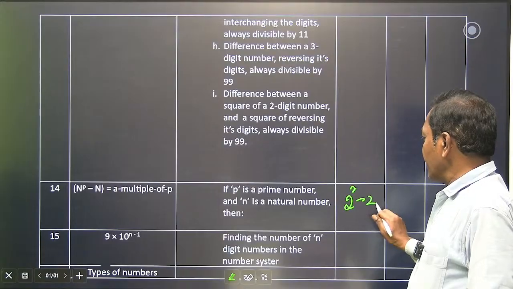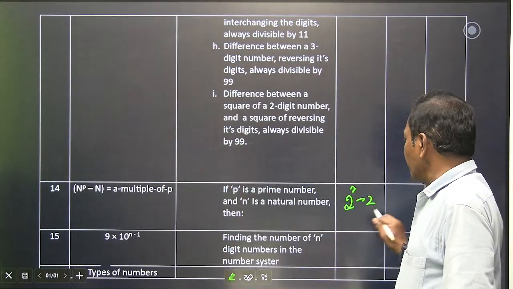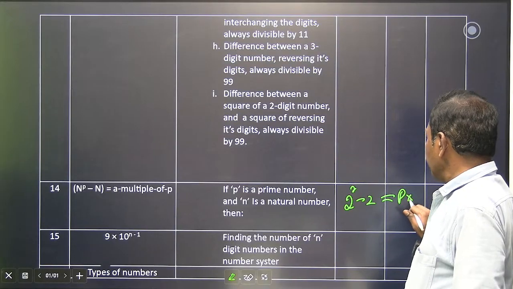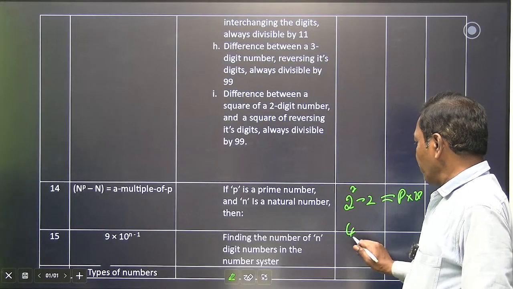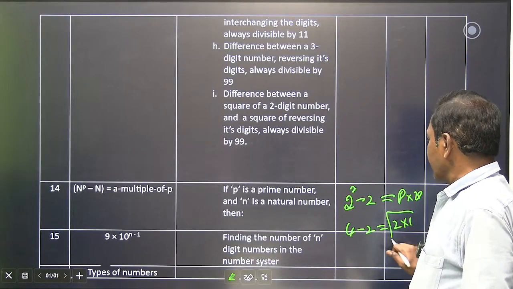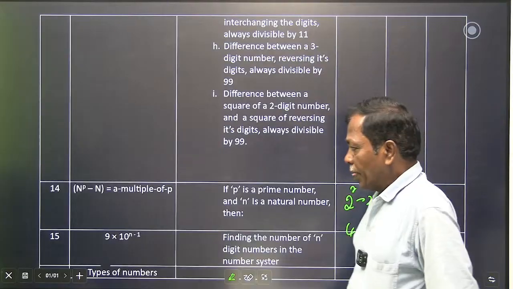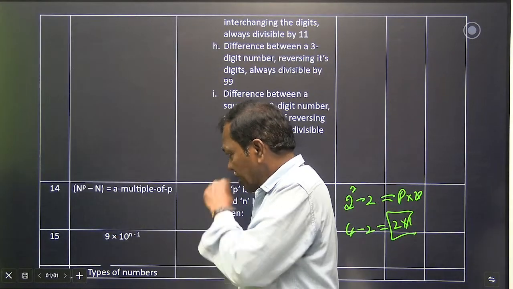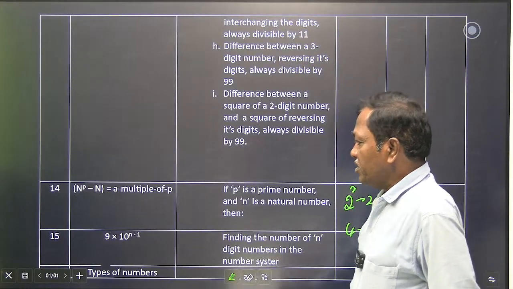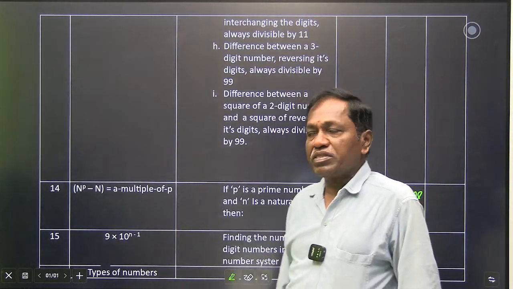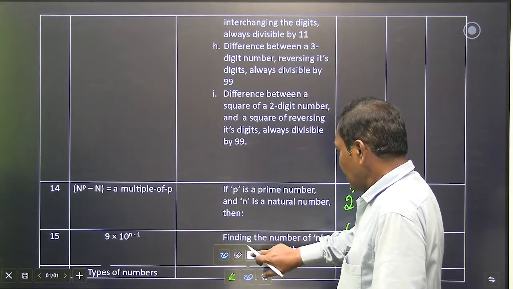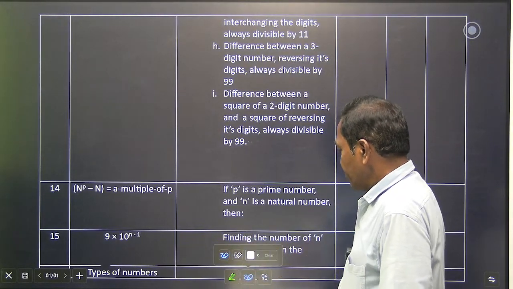n we have taken, it is always a multiple of the prime number, multiple of p. So this is 4 minus 2, so you will get 2 into 1. Like that, you can check. And 10 to the power of 9 minus 1: it means 1 digit number, 2 digit number, 3 digit numbers, you can check like that. Already I have discussed this, but the formula I have mentioned here.